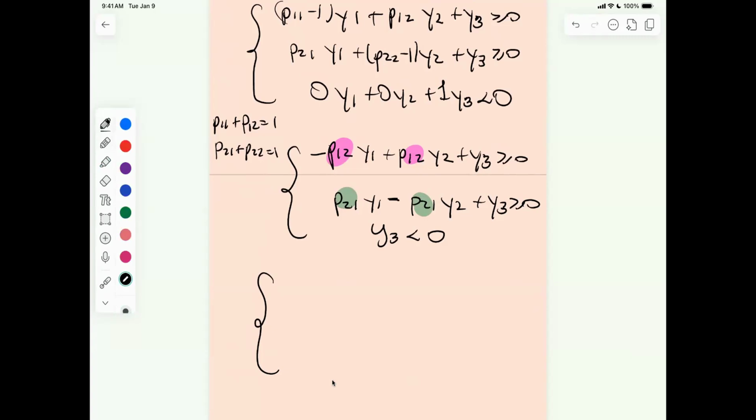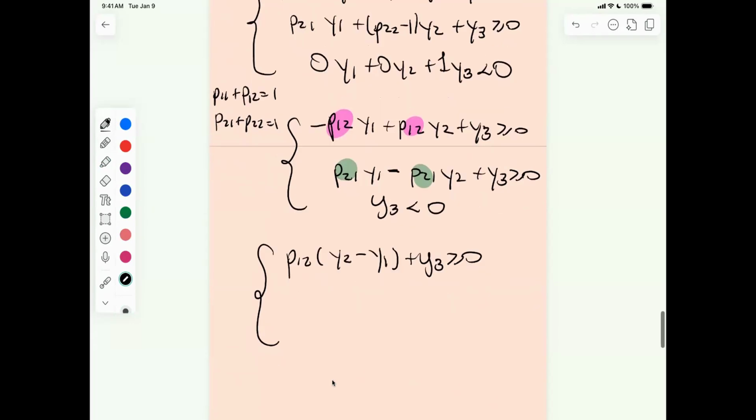So you get P12 times Y2 minus Y1 plus Y3 is greater or equal to 0. Then you get P21 times Y1 minus Y2 plus Y3 is greater or equal to 0. And you also get that Y3 is negative.